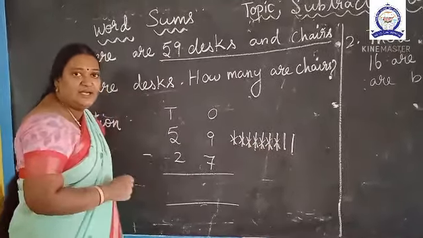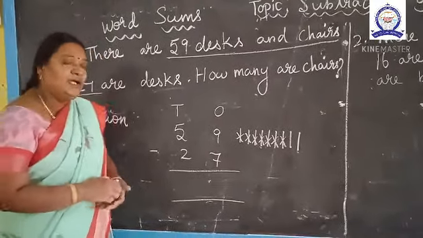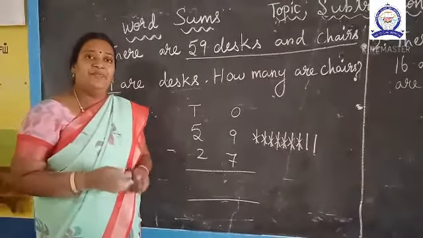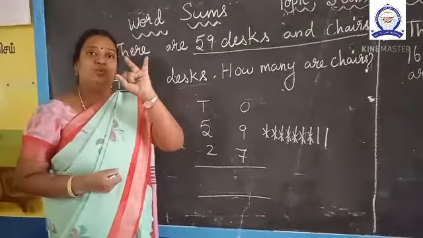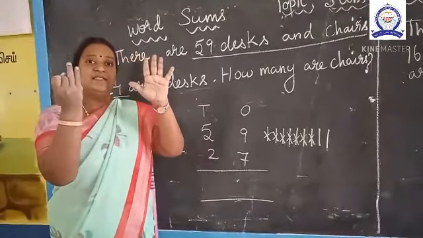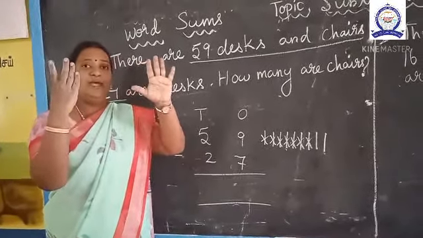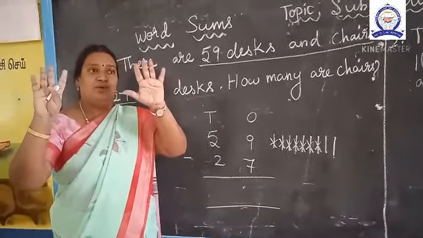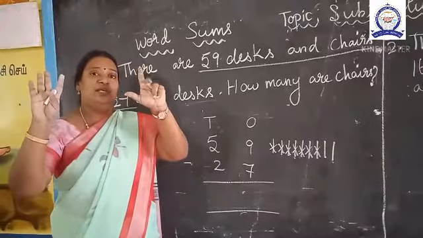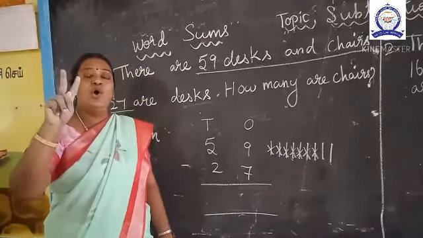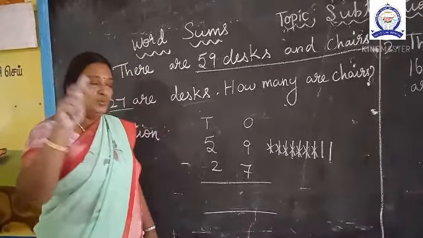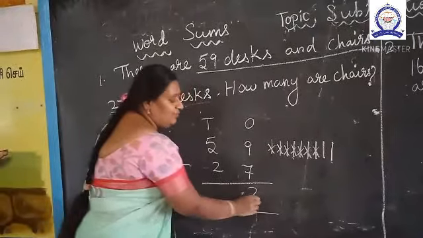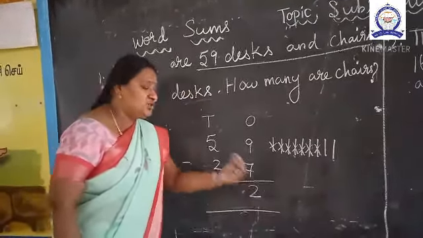This is first method. Second method, using the finger method. 9 fingers. 1, 2, 3, 4, 5, 6, 7, 8, 9. 9 la 7 fingers subtract பண்ணணும். 1, 2, 3, 4, 5, 6, 7. How many fingers left? 2. So ரெண்டு மெத்தட்லயும் answer same ஆ தான் வரும். 9 minus 7 is 2.